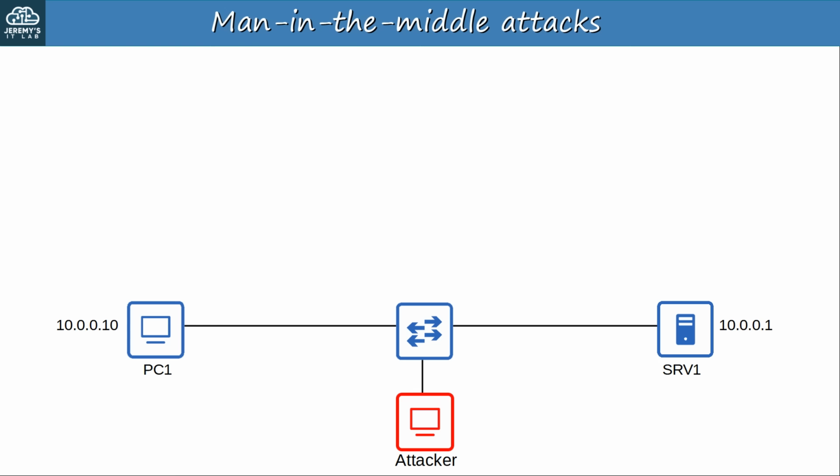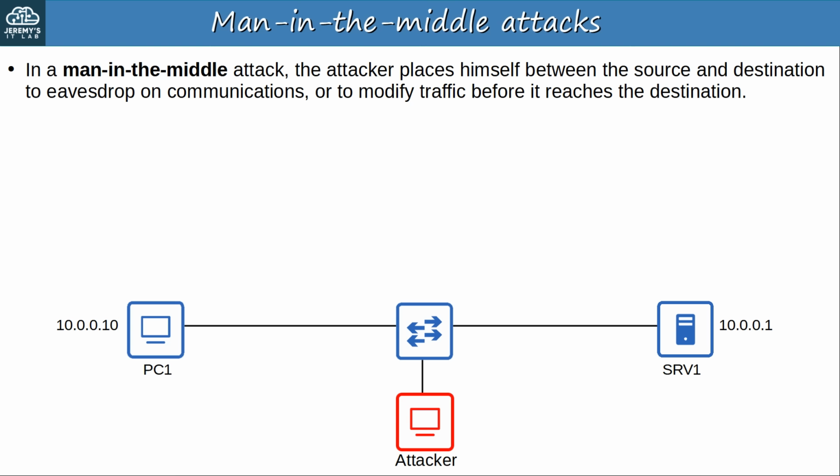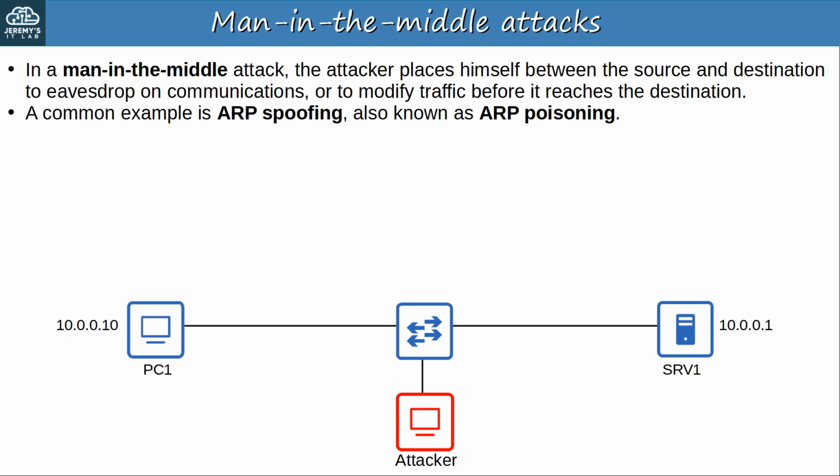The next type of attack is the man-in-the-middle attack. In this kind of attack, the attacker places himself between the source and destination to eavesdrop on communications or to modify traffic before it reaches the destination. A common example is ARP spoofing, also known as ARP poisoning. So this is yet another kind of spoofing attack.